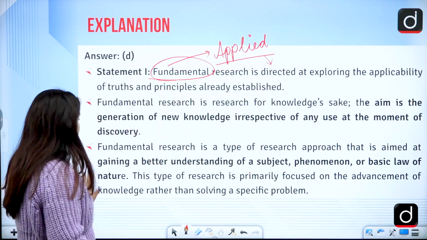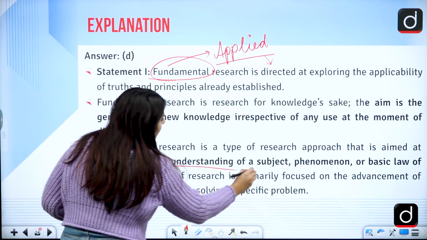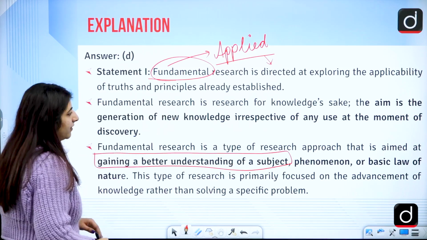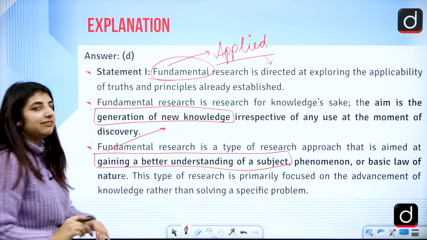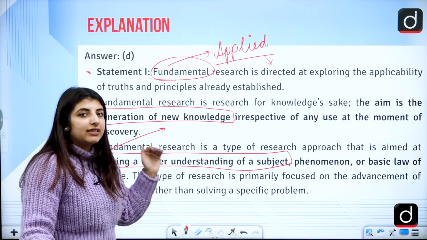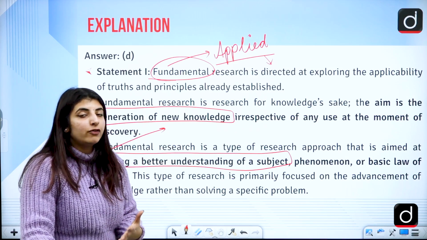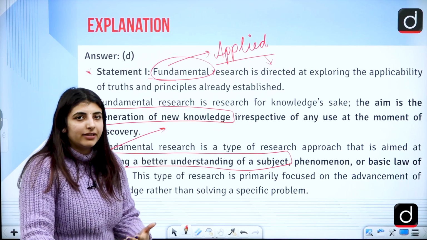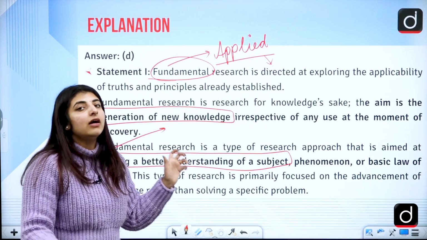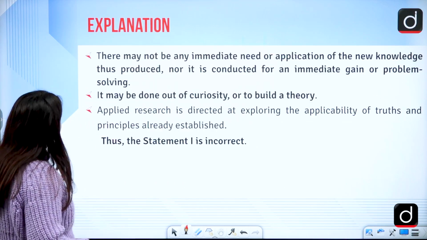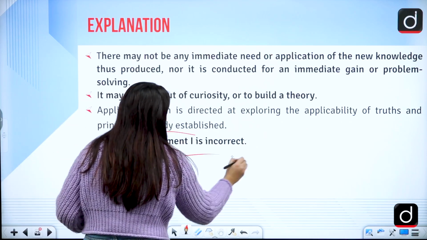Correct? Fundamental, on the other hand, is a type of research that is aimed at gaining a better understanding of a subject, right? Generation of new knowledge. When we matched certain things, we saw how this type of research, that is fundamental research in nature, wants to advance or enhance the corpus of knowledge which is already established, right? So advancement of theory or knowledge is done using fundamental research. Applied research, as I told you, so statement 1 is incorrect.